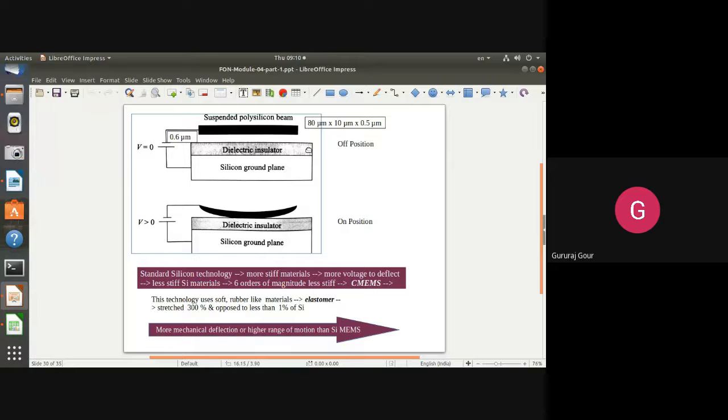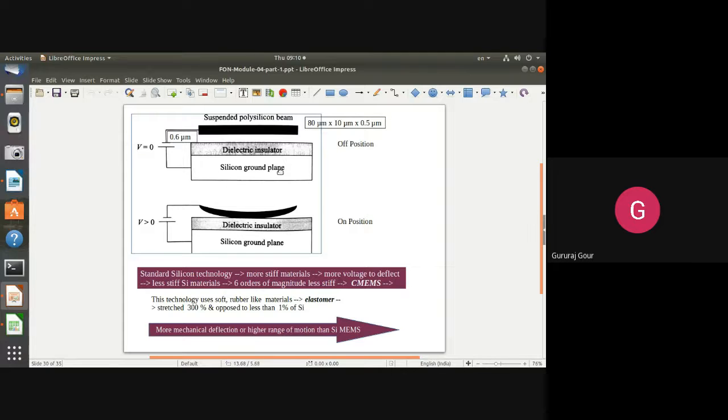Here you can see in this slide we have shown two MEMS slabs during the fabrication process. The upper slab is dark in color, which indicates a dielectric insulator, and below that we have a silicon ground plane.